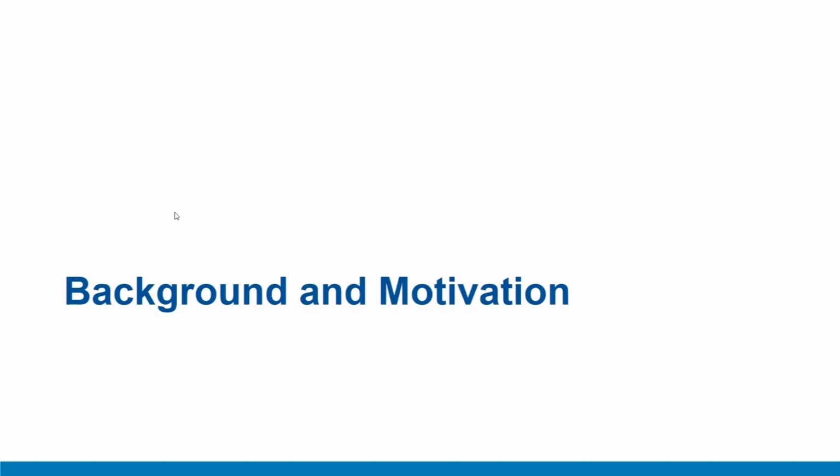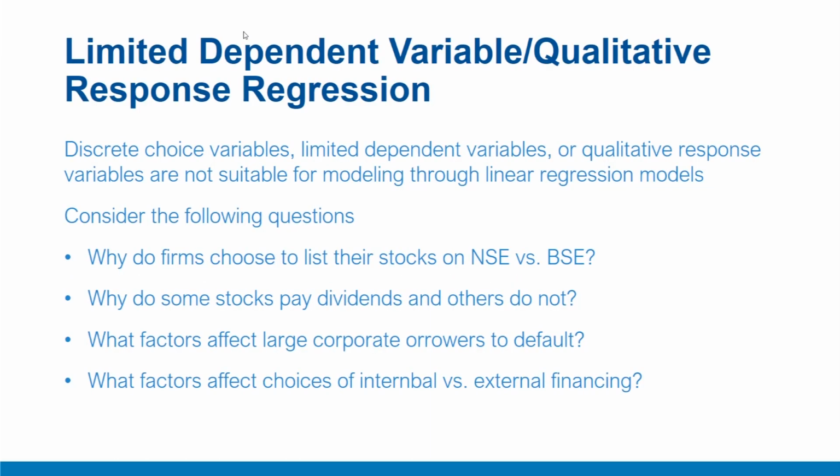In this video, we'll introduce the classification problem with a background to discrete choice variables or qualitative response variables. Discrete choice variables, or limited dependent variables, or qualitative response variables as they are called, are like 1, 0 or yes, no kind of variables. It is very difficult to model these variables through linear regression models as we have seen.